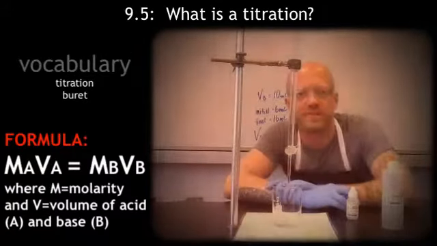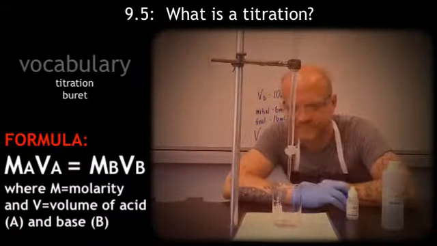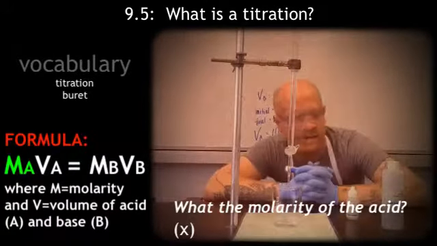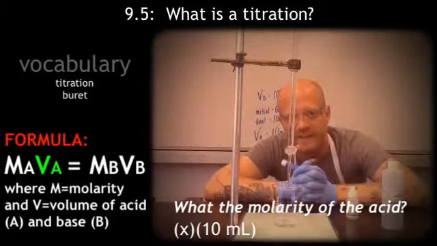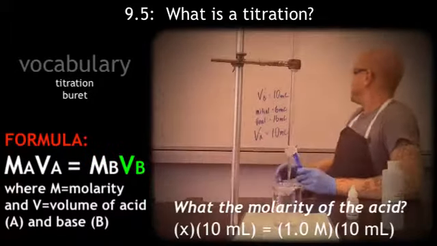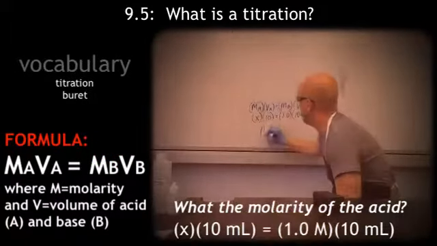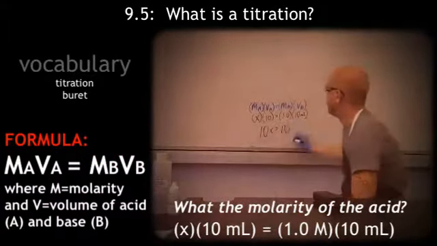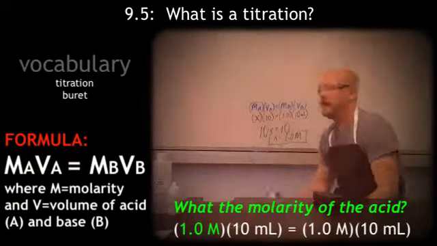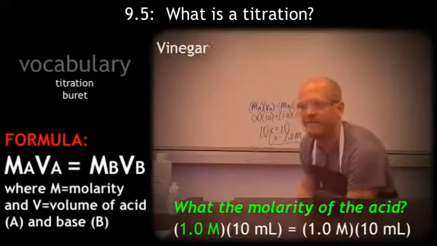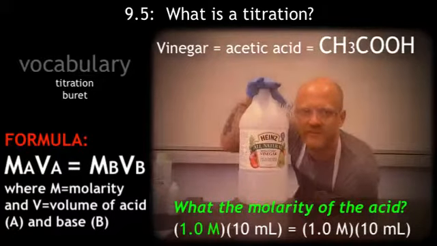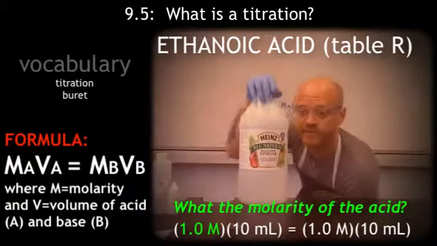Now we're going to plug in the formula. We're going to write the molarity of the acid times the volume of the acid, and that equals the molarity of the base times the volume of the base. So in my example, 10x equals 10. X equals 1.0 molar. That is the strength of my vinegar, or acetic acid, CH3COOH, also known as ethanoic acid.